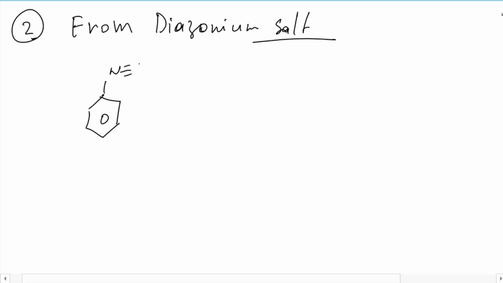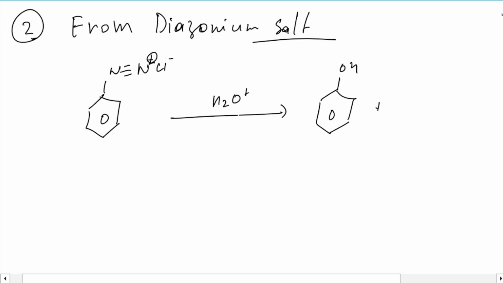That's benzene diazonium chloride, benzene and triple bond N positive, Cl negative, which is hydrolyzed simply, and it will give you phenol along with some nitrogen and HCl.